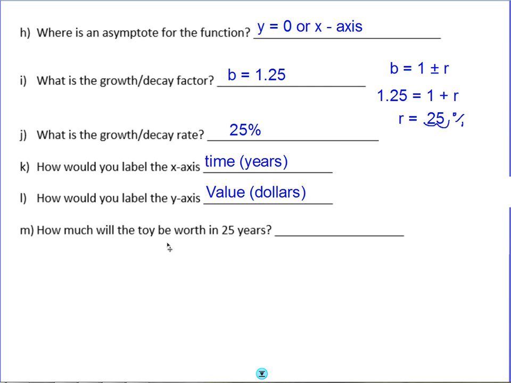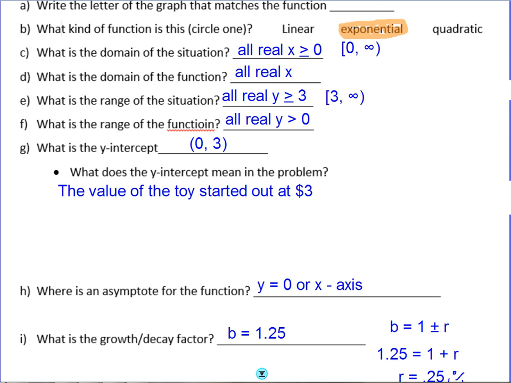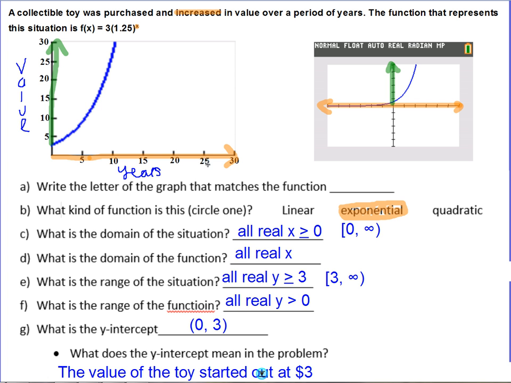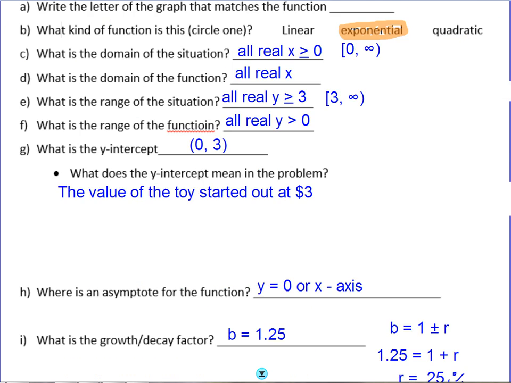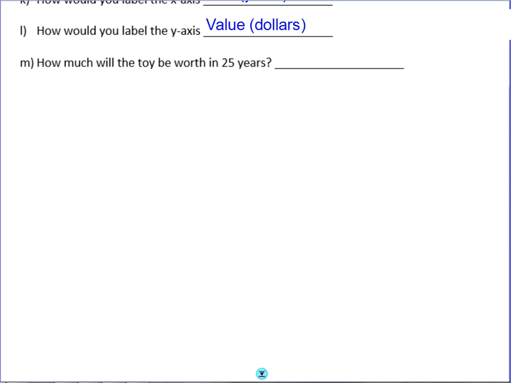How much will the toy be worth in 25 years? Okay, so last time we could look at the graph and see it. For 25 years, I would have to be able to see more of the graph in order to find that out. So looking at the graph, I won't be able to get my answer. So a couple choices. Number 1, you could just sub in 25 for x, or t as it happens to be. Type it in, and you get a big long decimal.